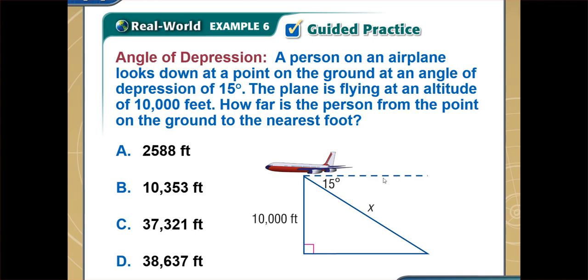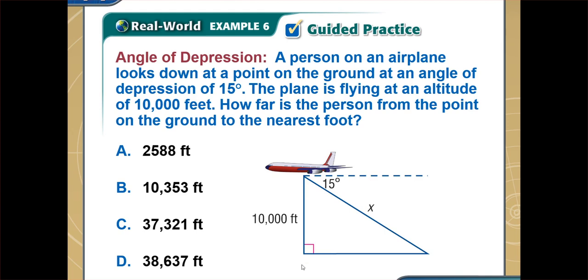line of sight. So this angle is below the line of sight, so 15 degrees is the angle of depression. We are also given that the altitude of this airplane is 10,000 feet. So we want to find the distance, how far it is from that person to the point on the ground that person looks at. We want to find this distance right here, the x.